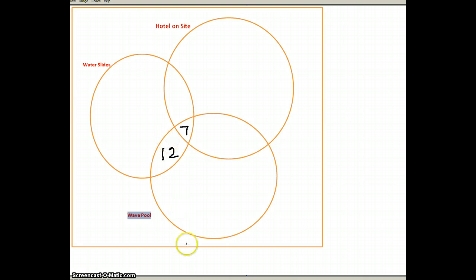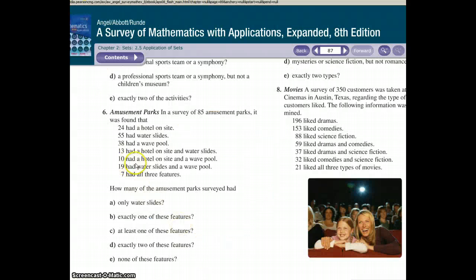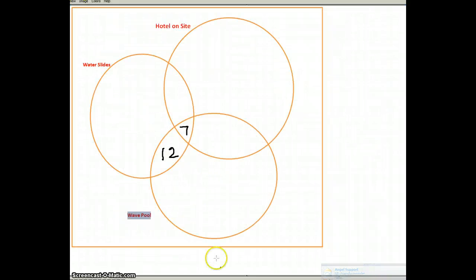Now let's move on with the exercise. Let's go to the next one. We have 10 had hotel on site and wave pool. So the whole thing is 10. We already lost 7, so we will be left with 3.